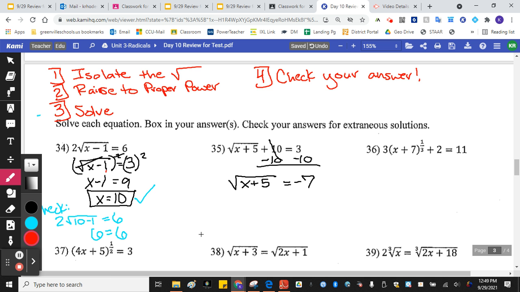Then what do I raise both sides to? Square. Get rid of the square root. You square both sides. So the square root and the square cancel. Negative 7 squared is positive 49. Negative, negative, positive. And then minus over 5.